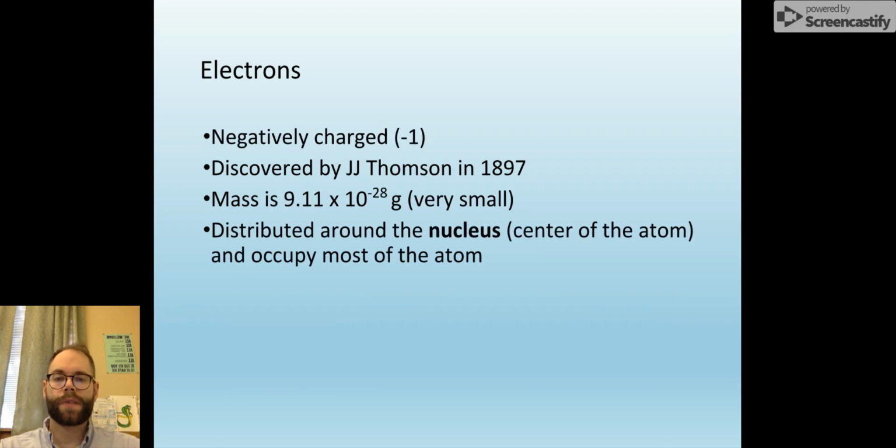The electron was discovered by J.J. Thomson in that cathode ray tube. And the mass, as you can see, if you know a little bit about scientific notation, it's about a scale of 10 to the -4th smaller. And they're distributed around the nucleus. We now know that they produce what we call an electron cloud.